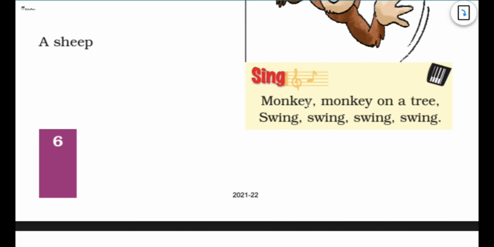Monkey, monkey on a tree, swing, swing, swing, swing.